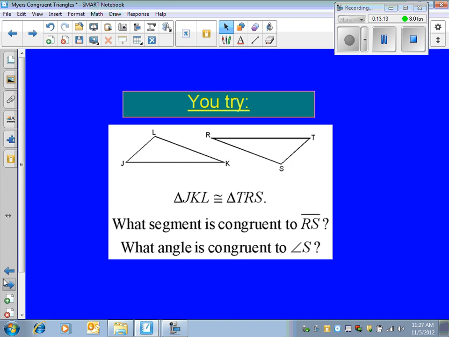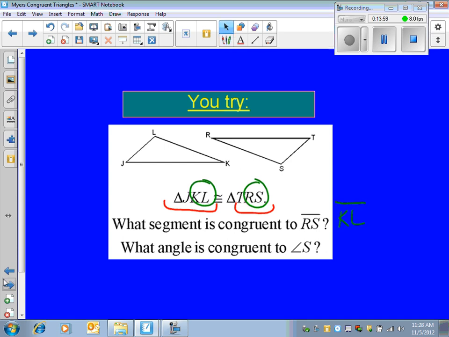What segment is congruent to segment RS? Let's see. Well, the triangles are turned around, and so I do not want to rotate it. So I'm going to look at the congruent statement that says triangle JKL is congruent to triangle TRS. When I look at it, RS are the last 2 letters in the triangle on the right. So it should be congruent to the last 2 letters on the triangle on the left. So RS is congruent to what? Woohoo! KL.